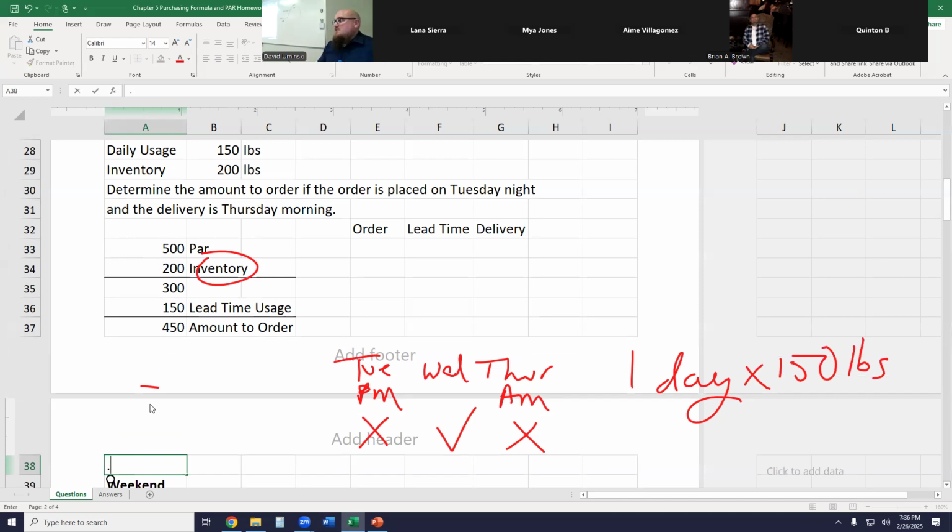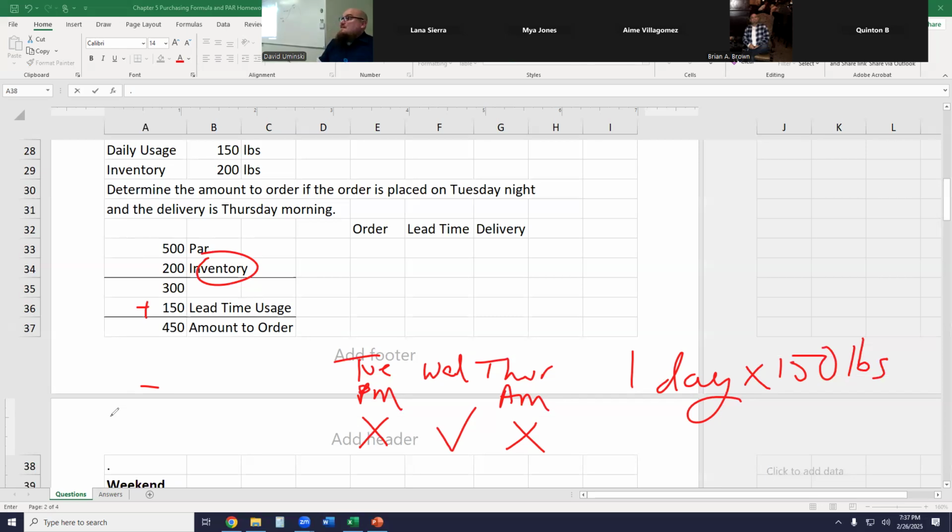Questions, comments, concerns about those? You added that, right? I added, yes. You always add that lead time usage because we're gonna basically see on Wednesday, we're potentially going to use 150 pounds, and so I'm gonna add that back in to my order. Now, what happens if Wednesday we only use 100 pounds? We have a little extra, right?